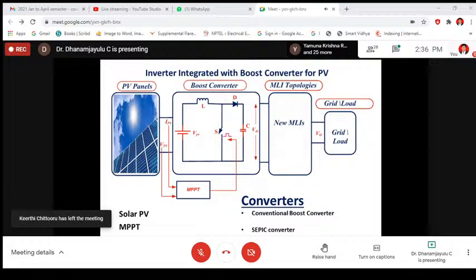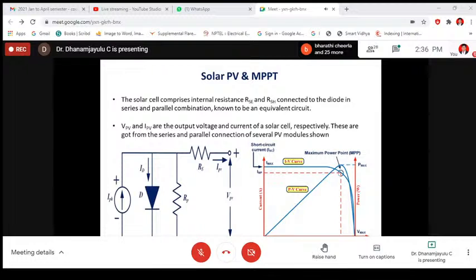So when it comes to solar PV, this is the equivalent circuit of solar PV. It consists of internal resistance and is connected to diodes in a series-parallel combination, known as the equivalent circuit. Here IPV and VPV are the solar current and solar voltage from the solar PV. See the V-I characteristic graph here. The PV is fed to the inverter, so you need to get the maximum power point using the MPPT technique. You need to extract the maximum power at IMP and VMP.